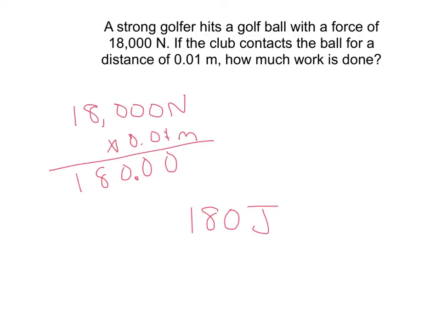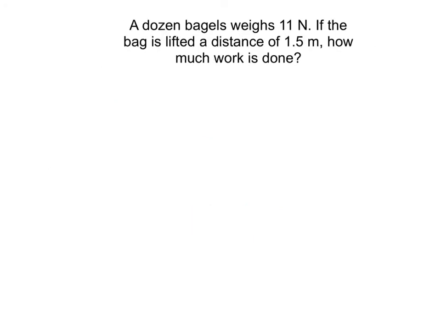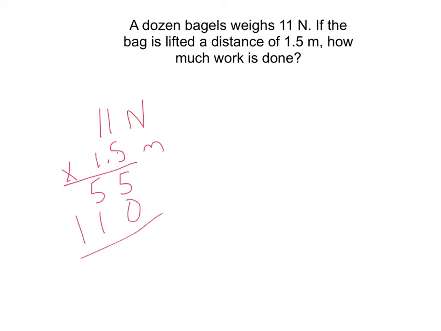Okay. All right, so now we have a dozen bagels in a bag that weighs 11 newtons. If the bag is lifted a distance of 1.5 meters, how much work was done? 5 times 1 is 5. 5 times 1 is 5. Bring down my 0. 1 times 1, 1 times 1. So I have a 5, a 6, and a 1, but I have 1 decimal point. So it's 16.5 joules.